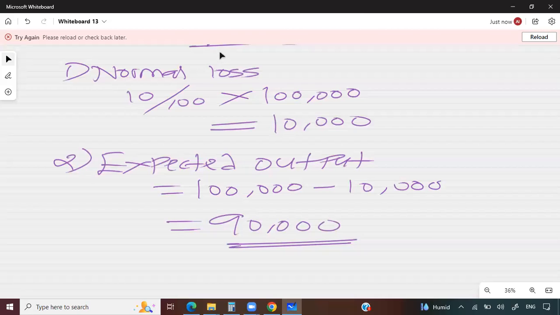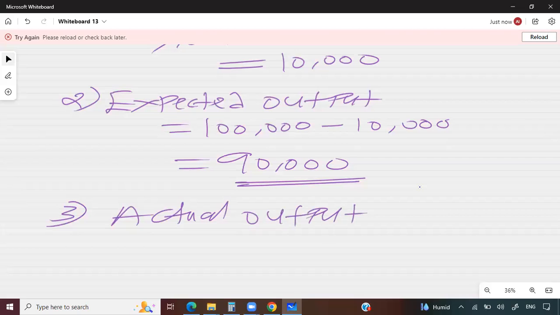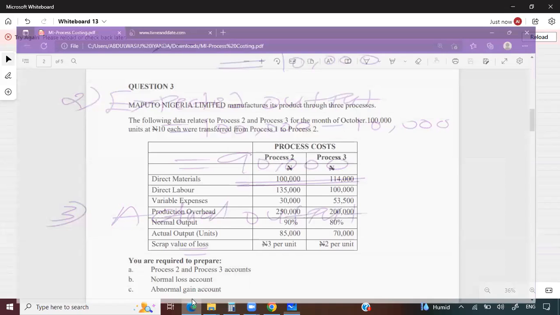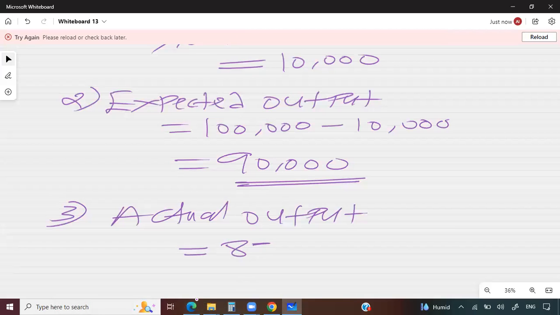The next thing we need to ask ourselves is, what is the actual output? That's number 3. Actual output now, okay, what is it? They say actual output is 85. Actual output is 85.